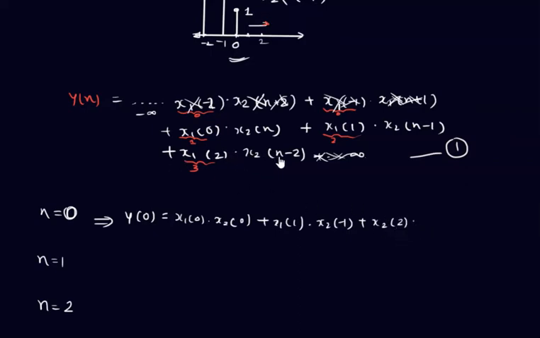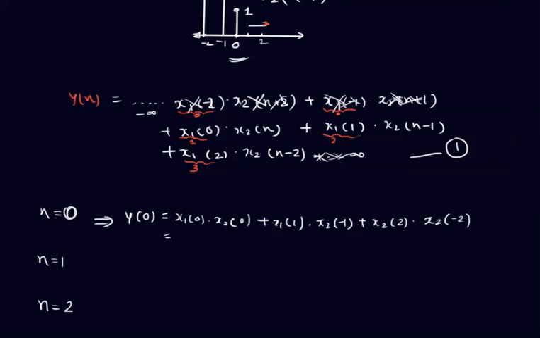And again I am just putting here n is equal to 0, so we will have x2 of minus 2. If we have one more term, that is x1 of 3, then what we will have? We do not have x1 of 3 in our first graph, that is x1 of n. So the value of x1 of 3 will be 0. So we have just one sequence, from 0 to minus 2.